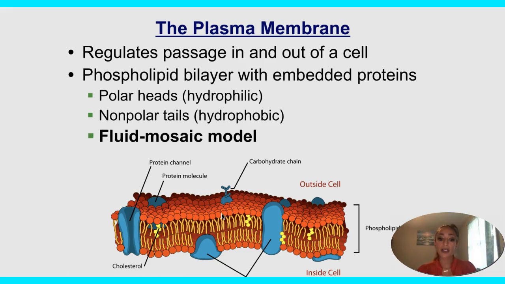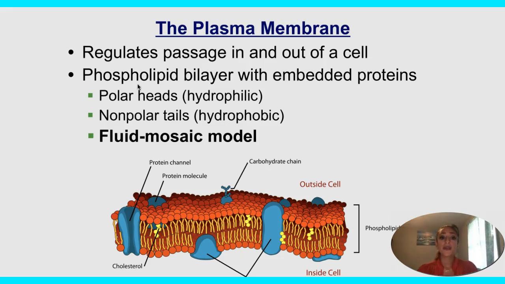We have the hydrophilic heads right here. These are polar. They like water. So that's why they're facing the outside of the cell and the inside of the cell, where there is water. These hydrophobic tails do not like water. They're nonpolar. That's why they face one another, so that they are never exposed to the watery material outside or inside of the cell at all.